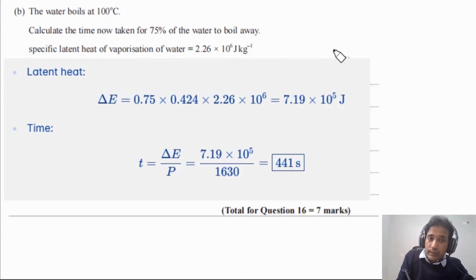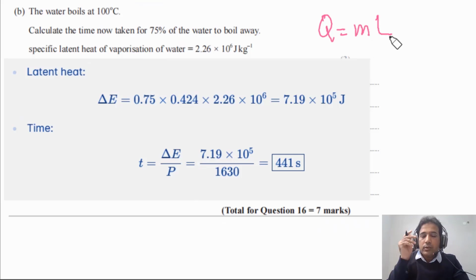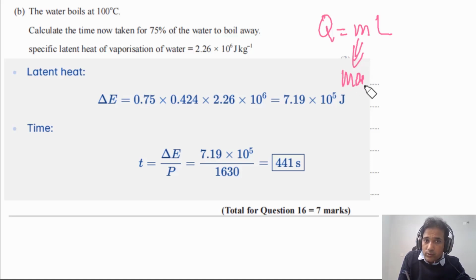Before we go to the next question, I want to explain one very important point. Q is equal to mL. Now can you tell me what m is representing here? If you simply say m is the mass of water, that is wrong. You have to be very clear: M is the mass of water boiled away.